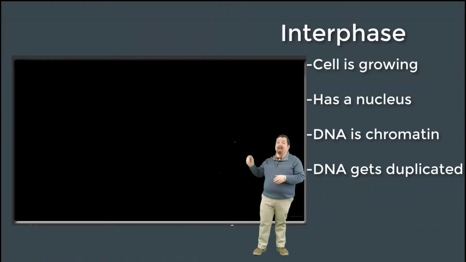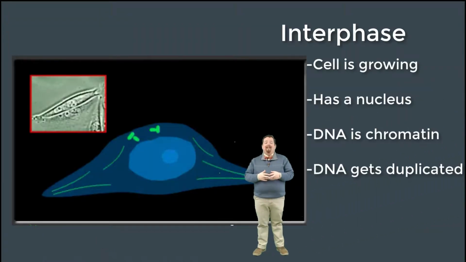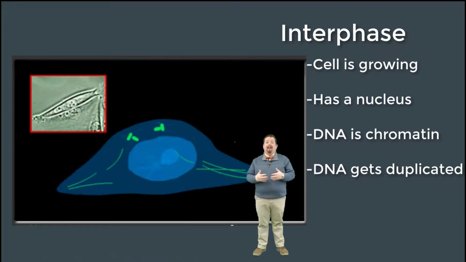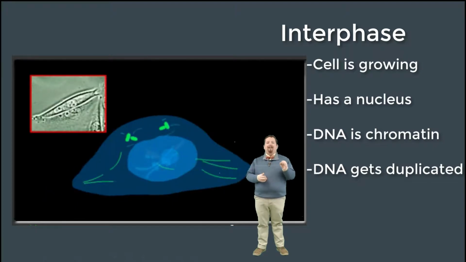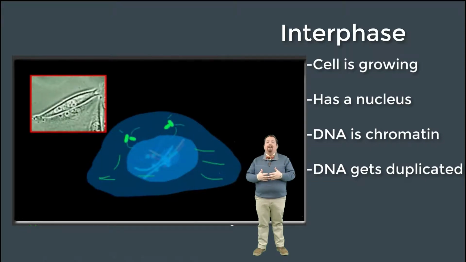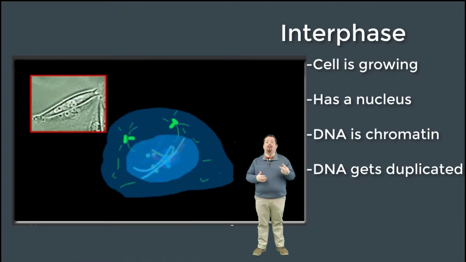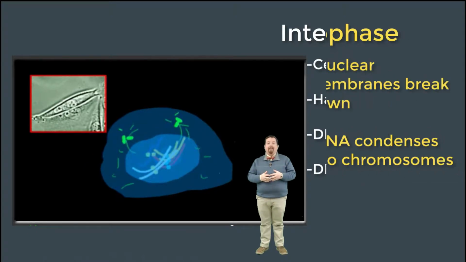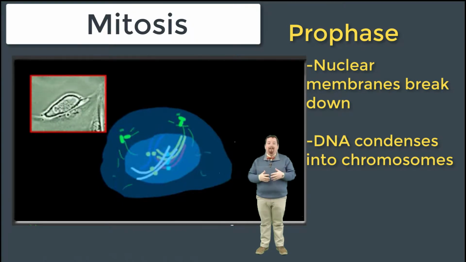So as we look at this animation here, we see a cell that is going through interphase. It's carrying out its normal daily functions, it's growing a little bit, and right towards the end of interphase, it doubles the amount of DNA it has. So by the end of interphase, it'll have two whole molecules of DNA inside of it. After interphase, the cell will start the process of mitosis.